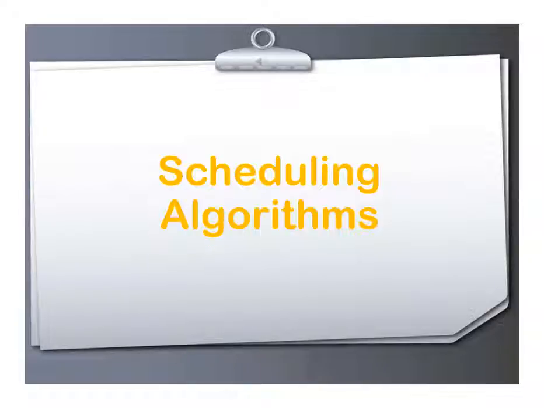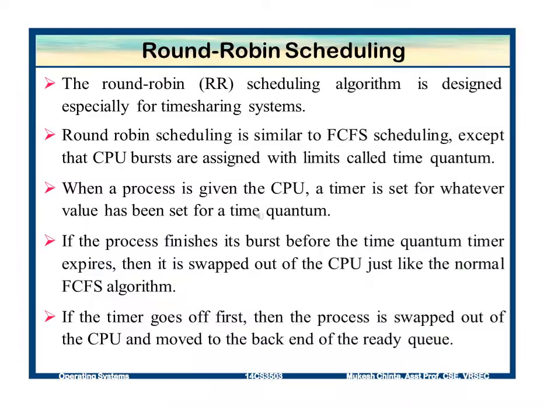In the previous video, we discussed the first come first serve scheduling and shortest job scheduling. Now, in this video, we are going to discuss the round robin scheduling. The round robin scheduling is a preemptive process scheduling algorithm.